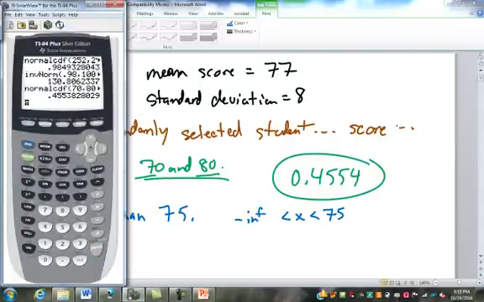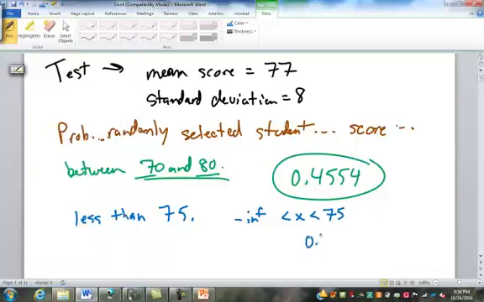So second distribution, normal CDF, negative infinity, I'll use -1, second EE, 99, comma. 75 is my upper limit. My mean is still 77. My standard deviation is still 8. Gives me 0.4013, which is the probability that a randomly selected student will score below 75. Or that's the proportion of the population that scores below 75: 40.13%, or 0.4013 proportion.